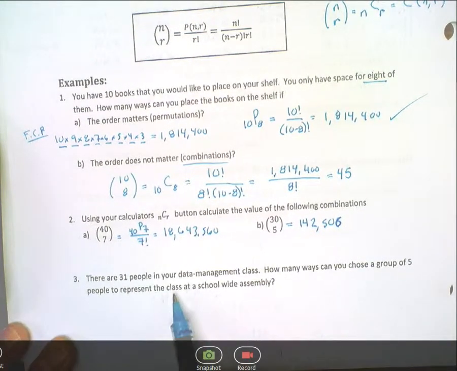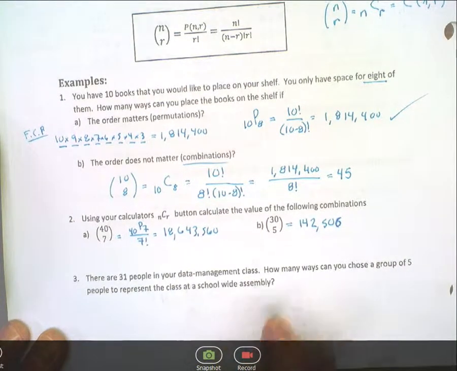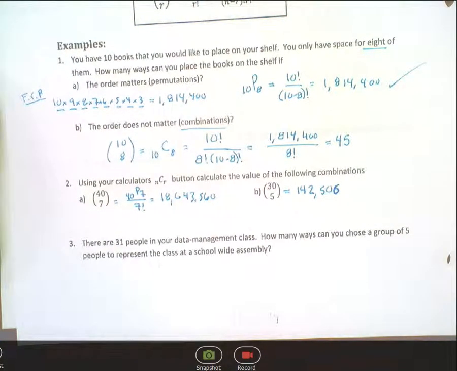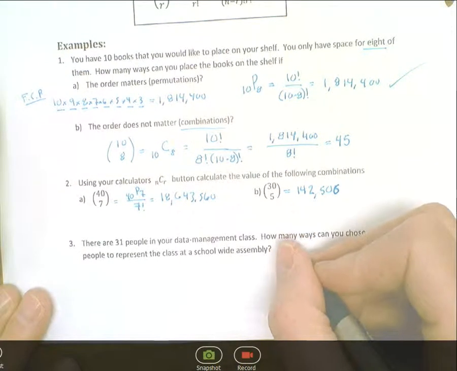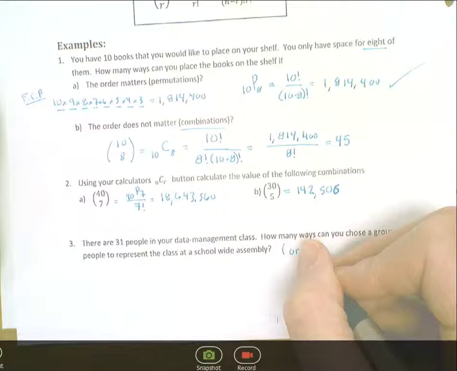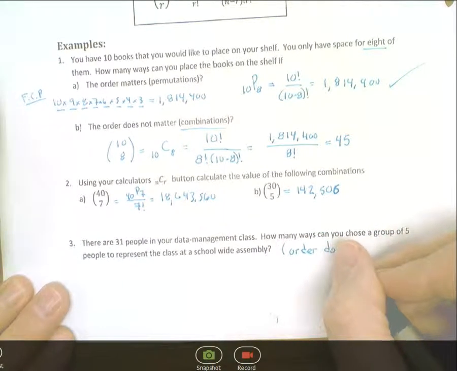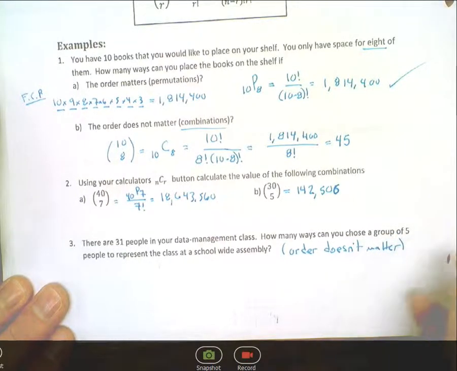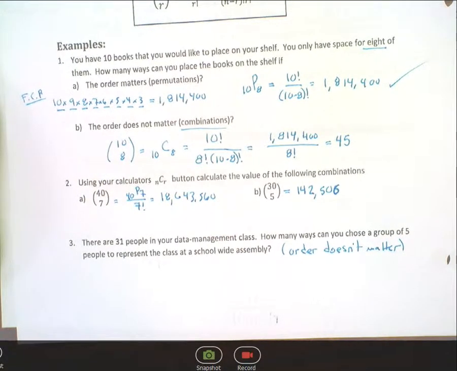Let's say there's 31 people in your data management class. How many ways can you choose a group of 5 people to represent the class at a school-wide assembly? Now, the order doesn't matter. These aren't presidents and vice presidents. We're not assigning a role to these 5 people. So the order doesn't matter, and that's so important. Order doesn't matter. We just want to send 5 students down to the gym for this assembly.